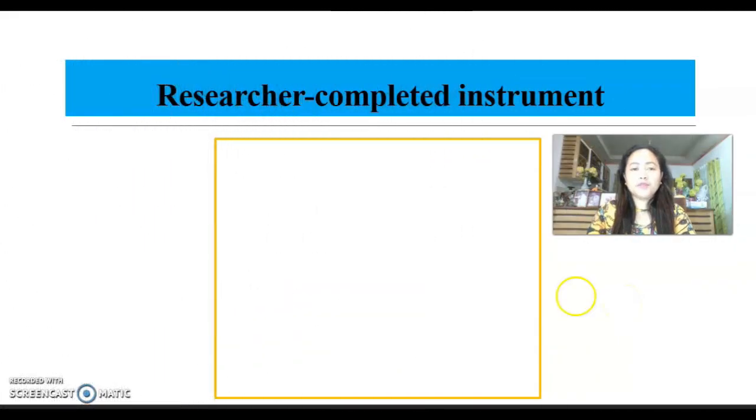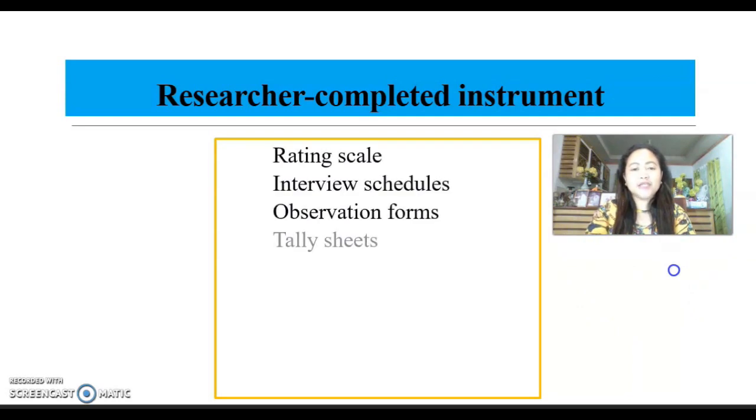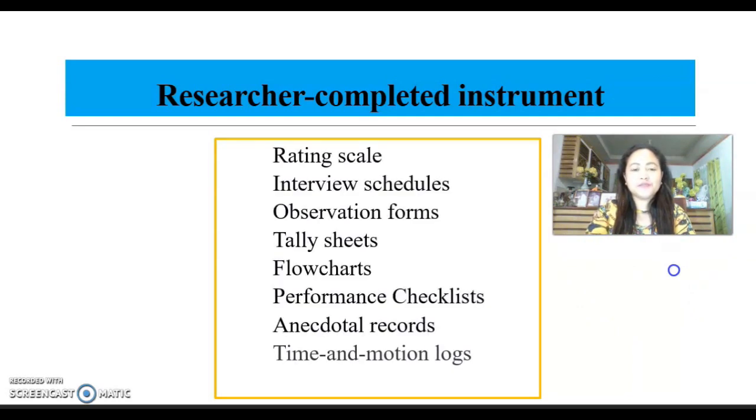Here are the examples of researcher-completed instruments: rating scale, interview schedules, observation forms, tally sheets, flowcharts, performance checklists, anecdotal records, time and motion logs.